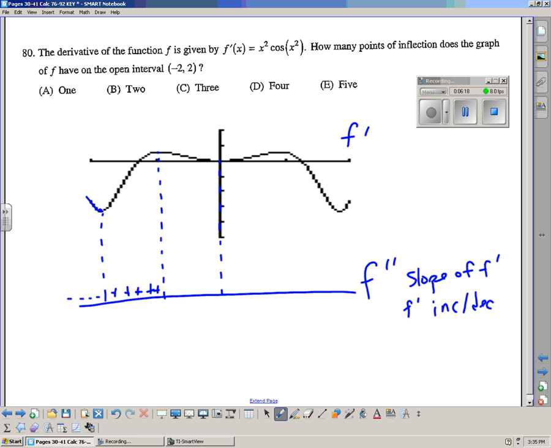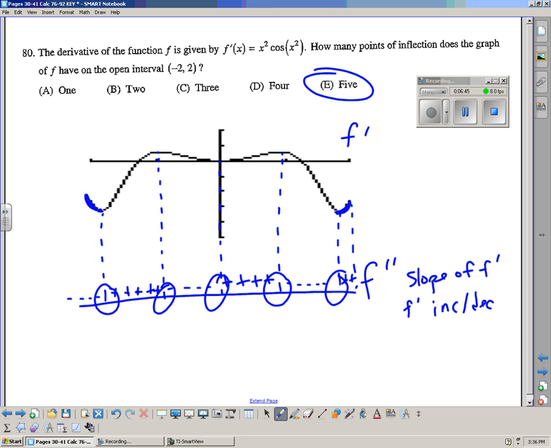Decreasing till you get to 0. Increasing till you get around here. And then decreasing till you get here. And then increasing. And you have to really be careful. These little ends do count because they're on that full interval. So how many points of inflection? Well, points of inflection are sign changes on the second derivative number line. So I have 1, 2, 3, 4, 5 of them. Choice E.